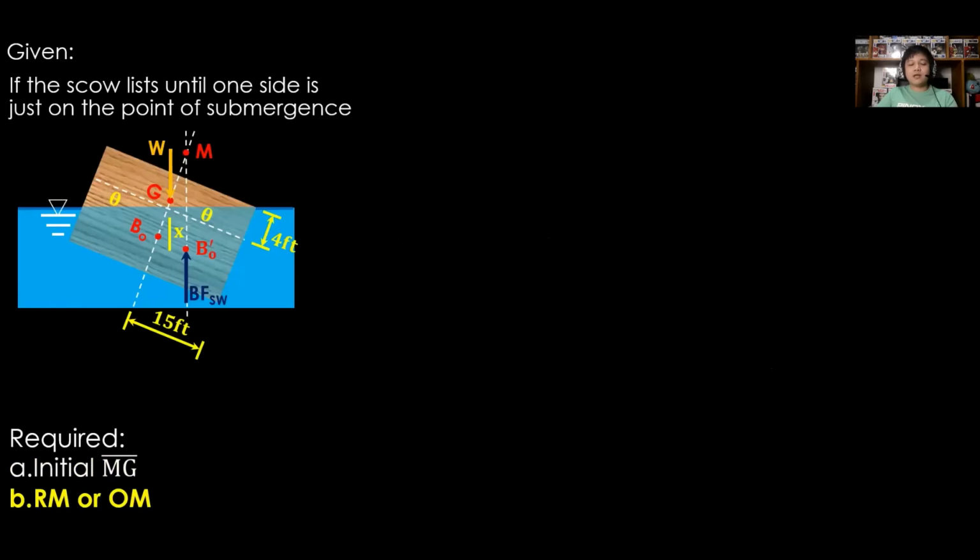For the second requirement, if the scow lists until one side is just on the point of submergence, what is the RM, righting or resisting moment, or OM, that is the overturning moment? So for letter B. First, MG bar is equal to MBO bar plus or minus GBO bar. Based on the assumed orientation of the body, M is above G.